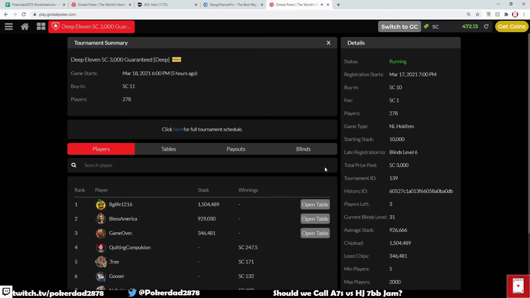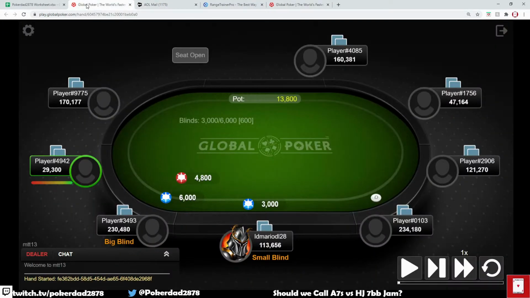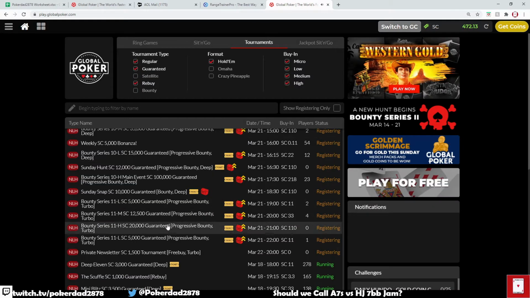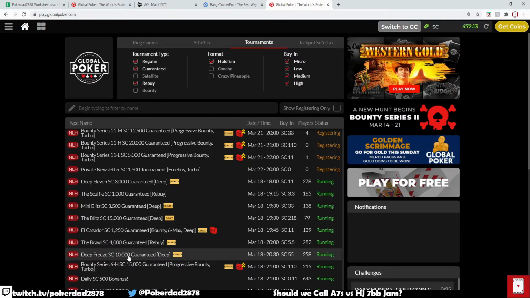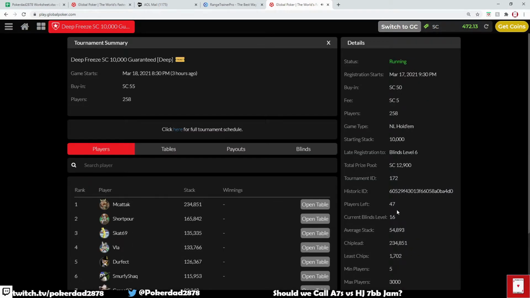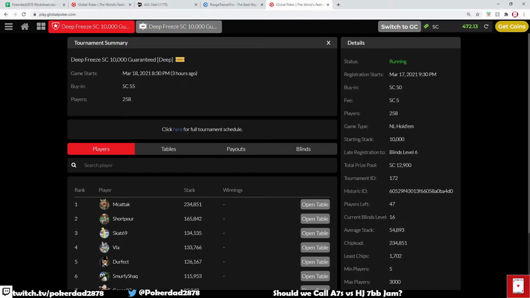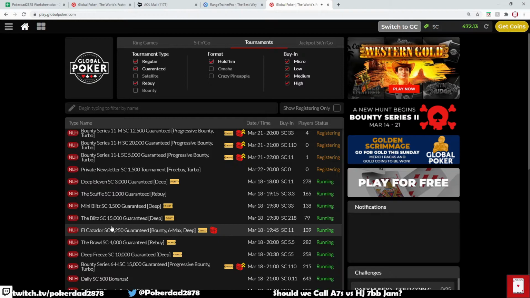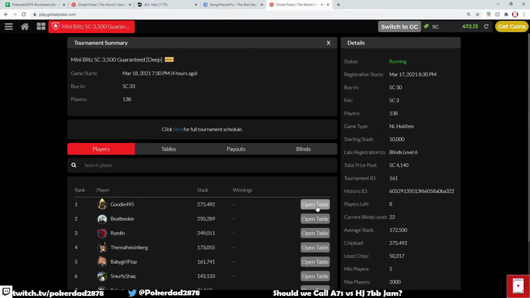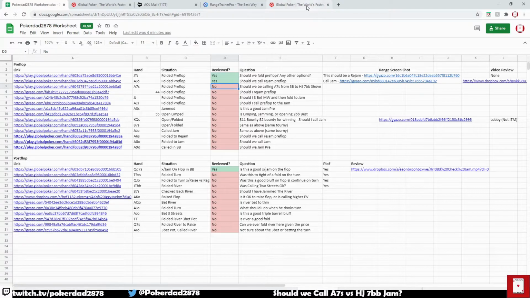Deep 11 has 3 players left. 3 players left, and they are in what level? They're 25-50. 25K, 50K, and we are what? Oh, not even close. Okay, so let's look at the Deep Freeze, which has 47 players left. Top 45 get paid. This is in the 1,000, 2,000 level, so there's a good chance that, I guess, Mini Blitz, which has 8 players left. This is final table right here. But I know this is definitely not final table, so it's probably final two tables.